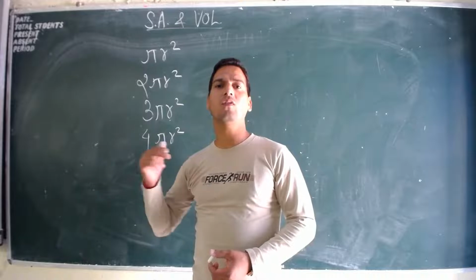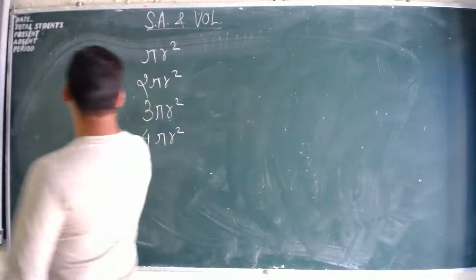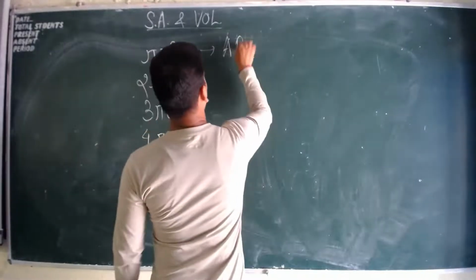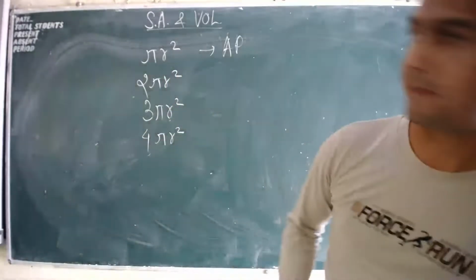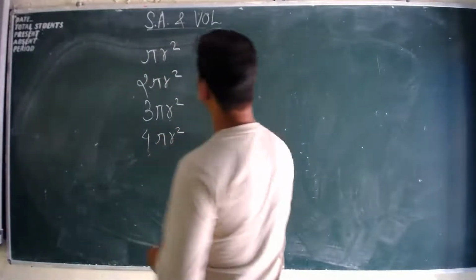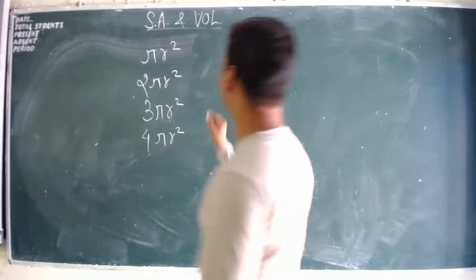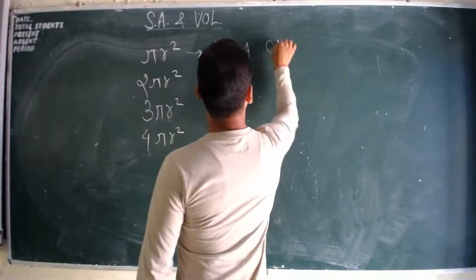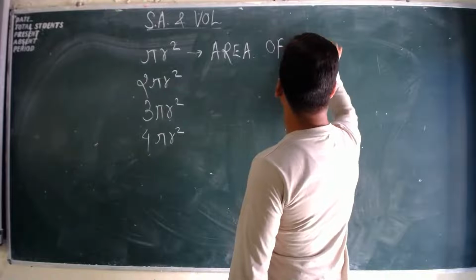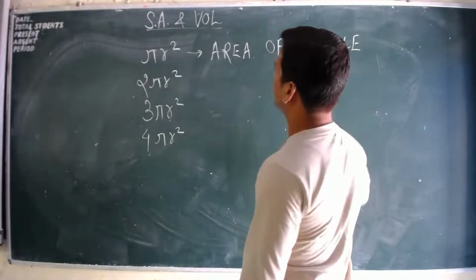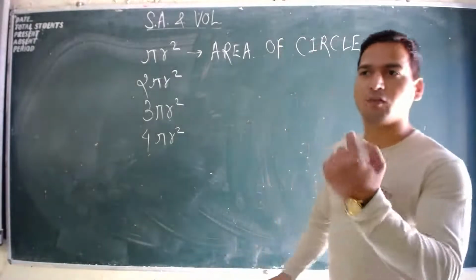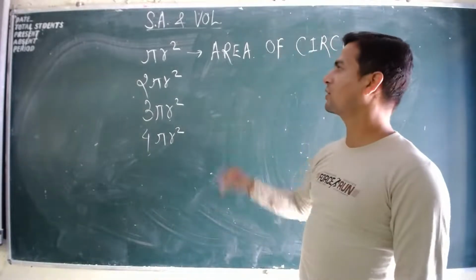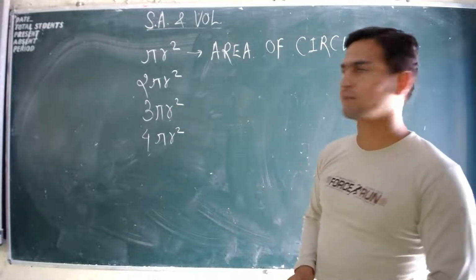What are the areas of what? Pi r square. Area of circle. You can think of the table as a table of counting. 1 pi r square, 2 pi r square, 3 pi r square, 4 pi r square. Area of circle.